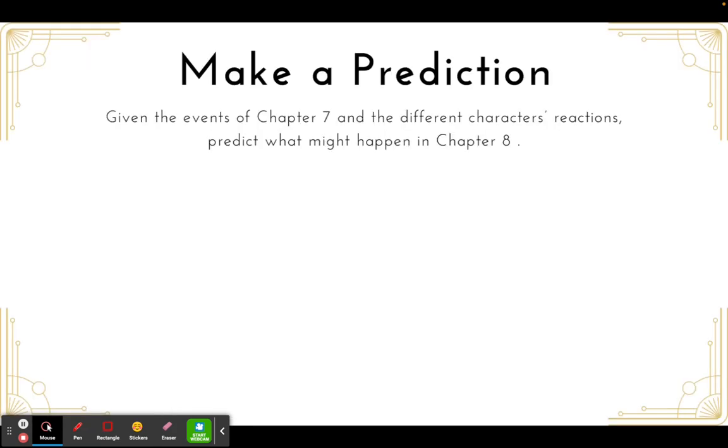And then to end the week, you're going to make a prediction now knowing what's happened in chapter 7. With different characters' reactions, what do you think is going to happen in chapter 8? Like, how is this story going to wind down? Who is going to do something? What are they going to do? Tell me a prediction that you have.